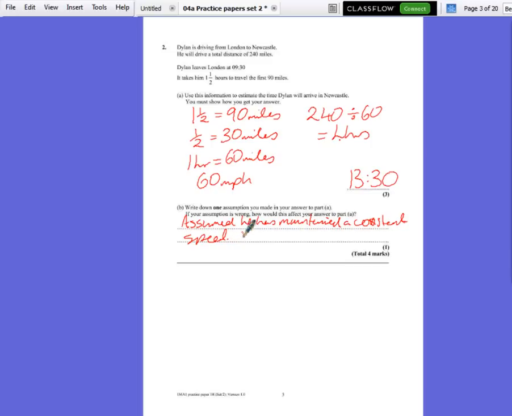So if he was slower, he would take longer. And you could also put on there, but I've run out of space, that if he was faster, it would also take a shorter amount of time as well.